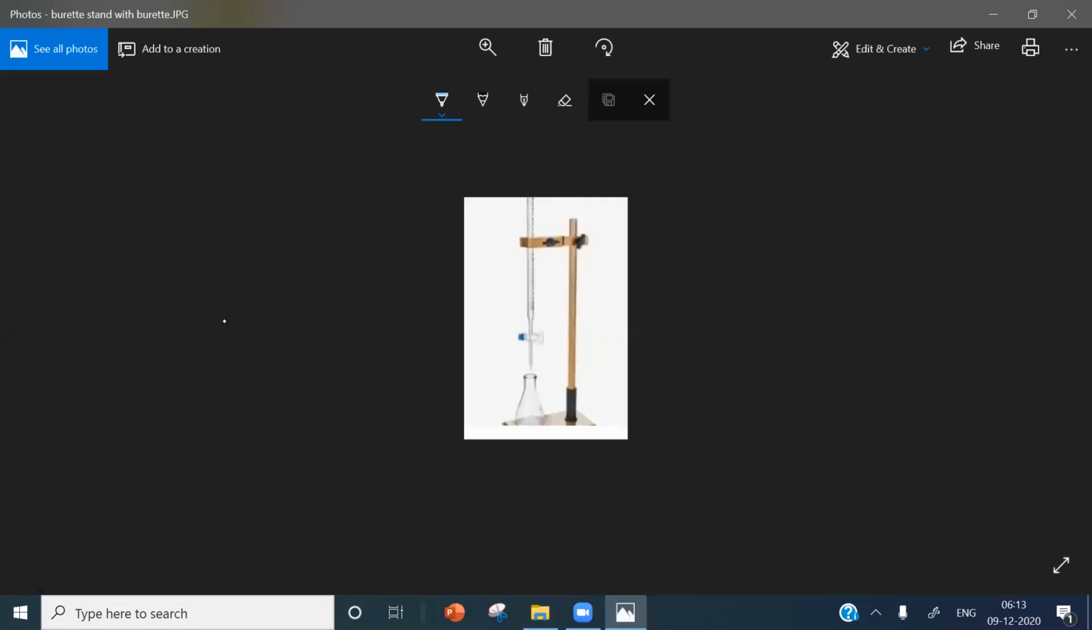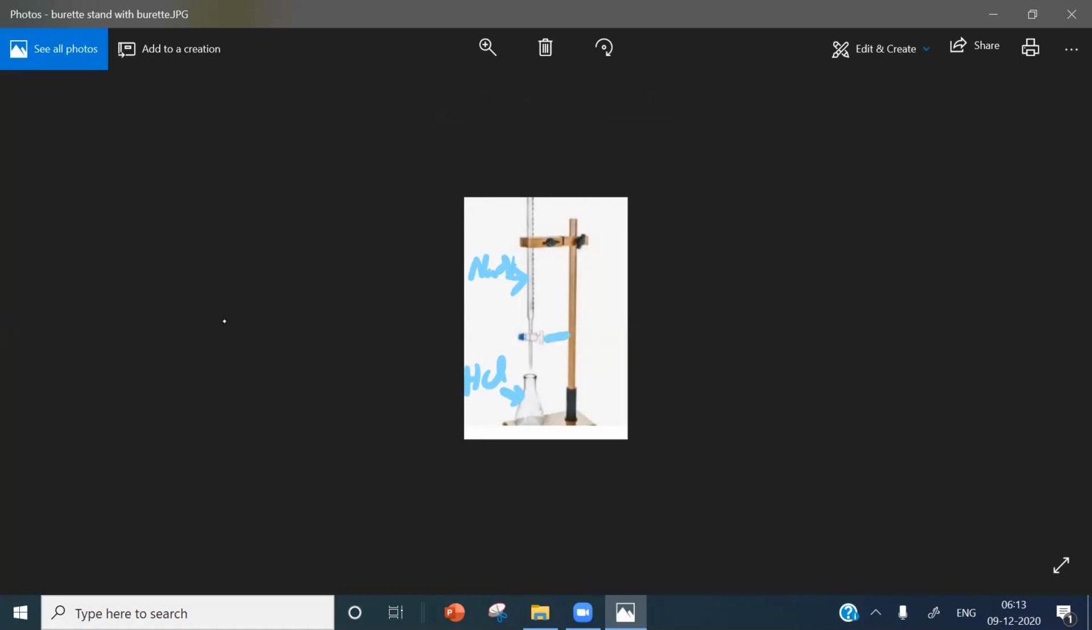Now see that this is a burette. In this burette only we have to take sodium hydroxide solution. In this conical flask only we are taking HCl solution. HCl solution you take, this is colorless. Here you take sodium hydroxide solution, it is also colorless.